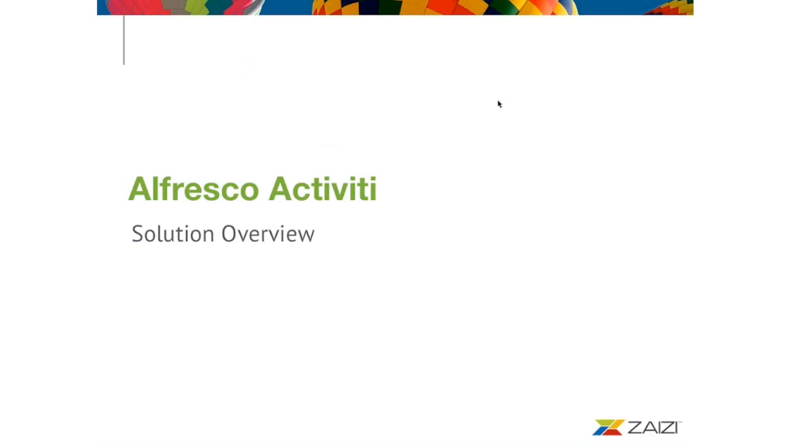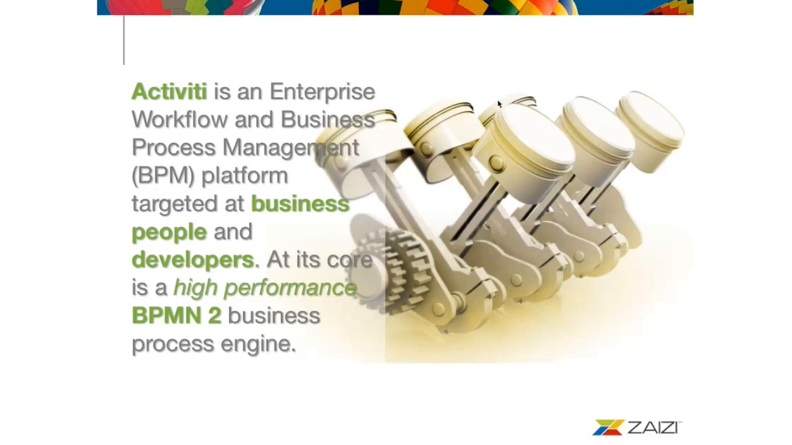So Activiti is an enterprise business process management system, which at its core has a high-performance engine based around the BPMN 2.0 standard, which is now the most widely used standard for process engines. And it's targeted not only at developers, but also at business people. And you'll see some of that coming out here through the demonstration and the presentation.